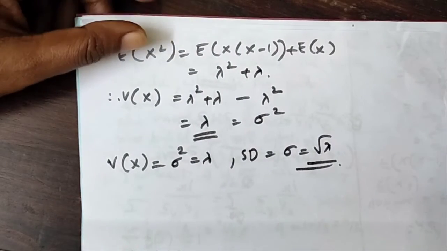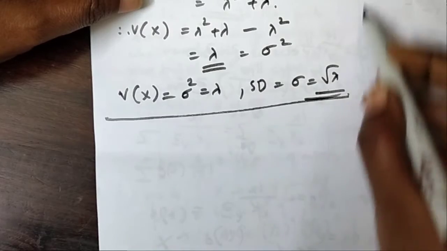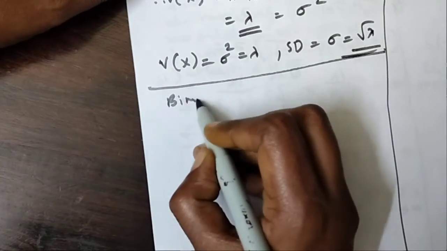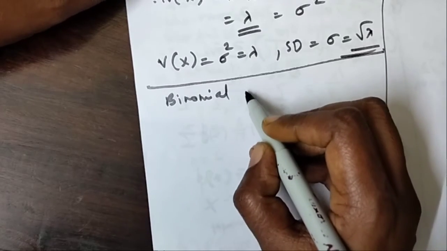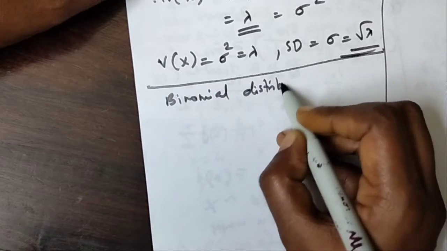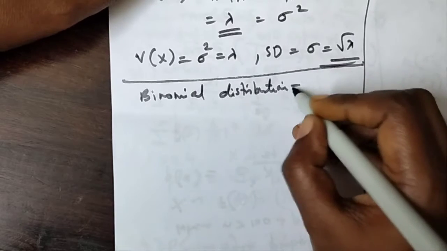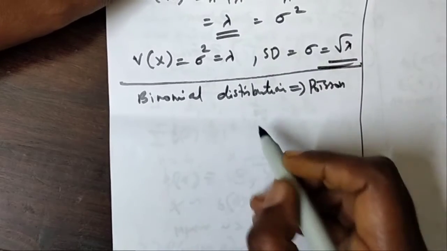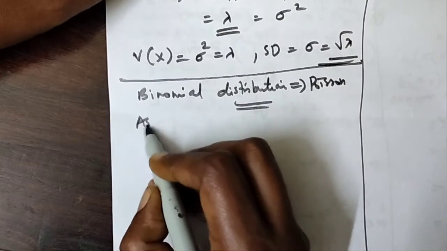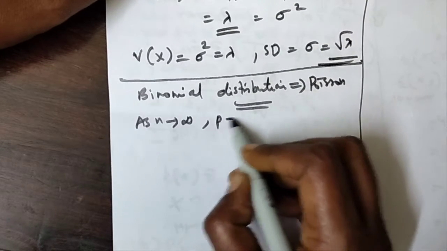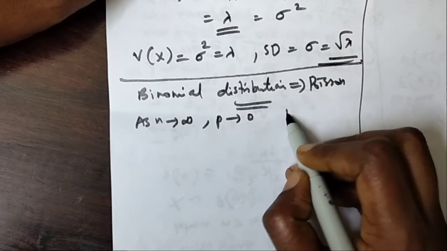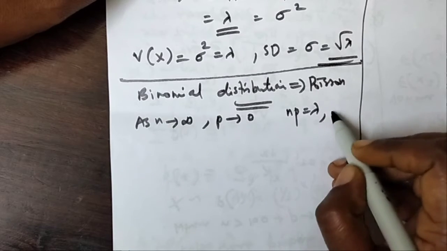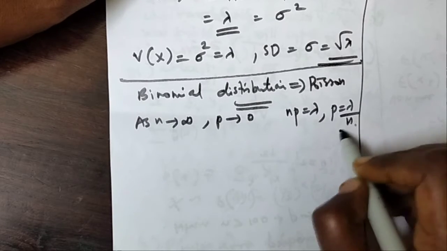Okay, so that is the mean and variance of the Poisson distribution. Next, one more thing is there: we can derive the Poisson distribution from the binomial. So binomial approaches Poisson as n tends to infinity and p tends to 0, so that np is equal to lambda. So what is p? P is lambda by n.